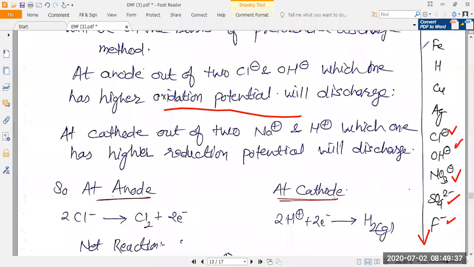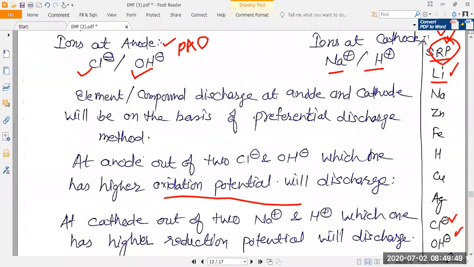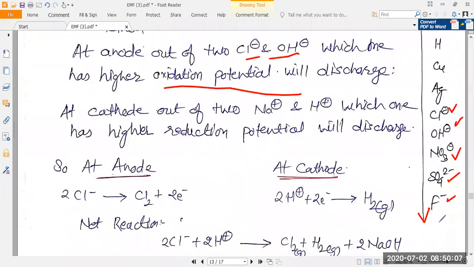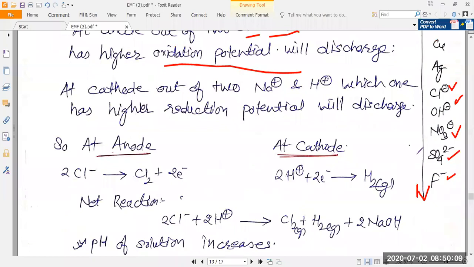When we go up to down, the reduction potential increases. Reduction potential increases means oxidation potential decreases. Here in the SRP series, when we move up to down, the reduction potential increases, which means the oxidation potential decreases. So the element or ion which has the higher oxidation potential will discharge. So we have to move in this way.